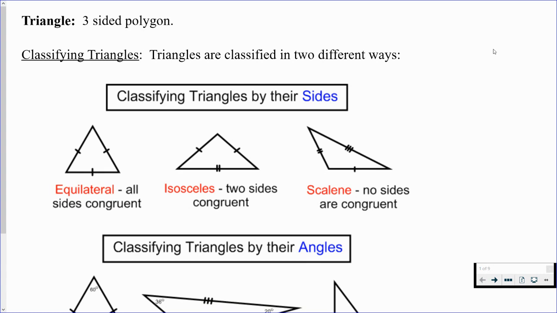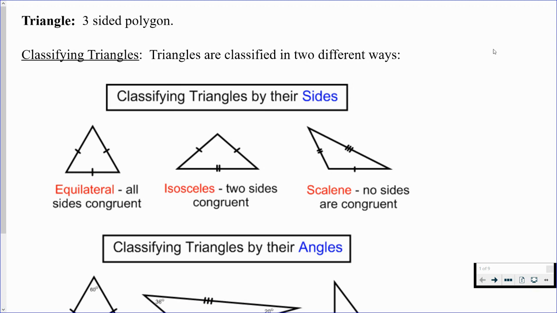If we are trying to classify triangles, there's two ways that we can do that. We can classify triangles by their sides and by their angles. The first way I want to talk about is classifying by their sides. If we're classifying by sides, we have three options.